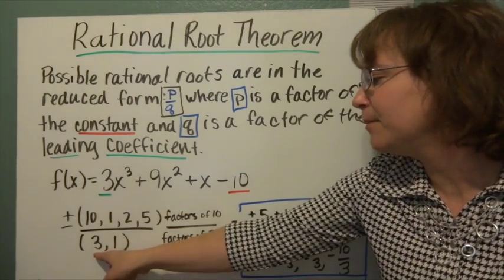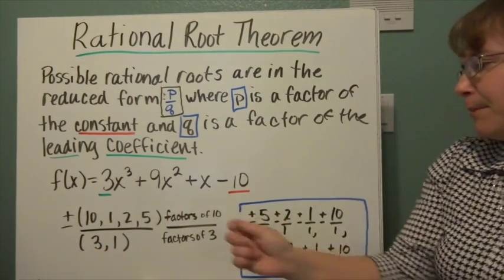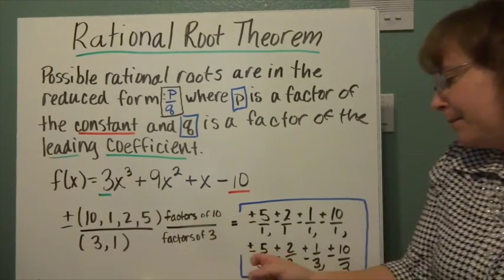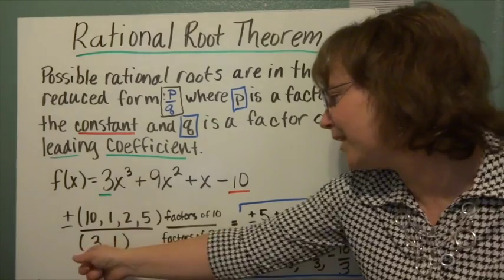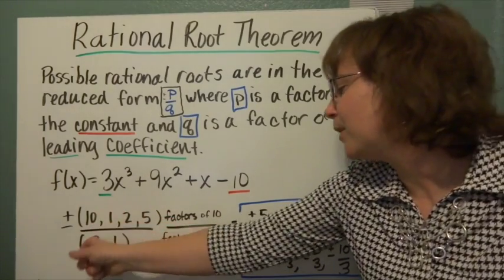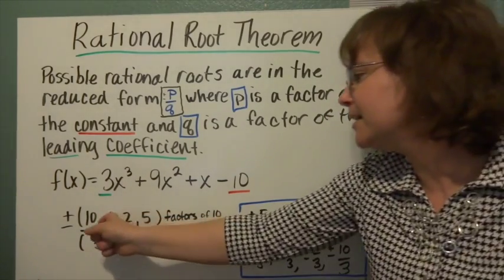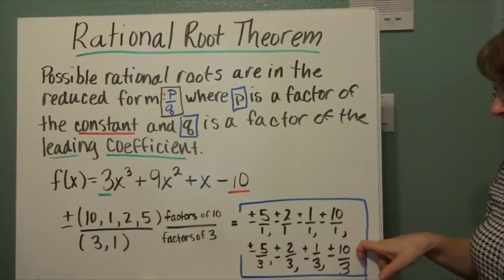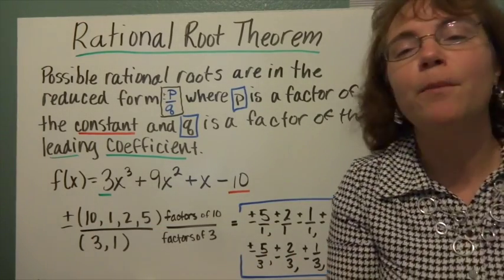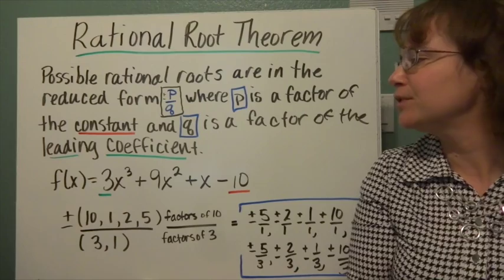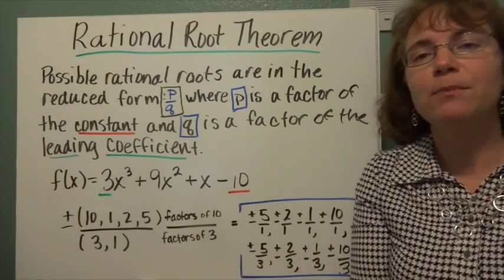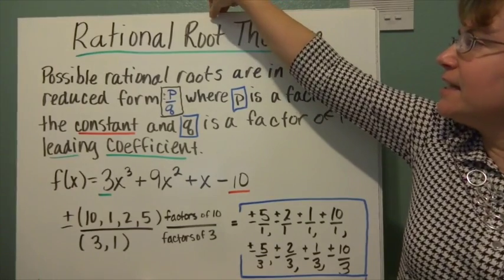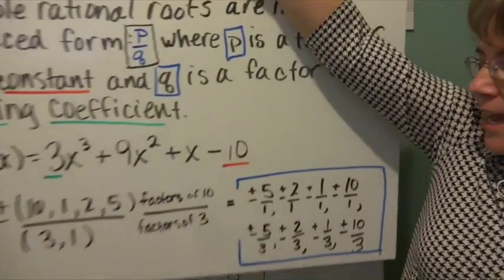And I can do the same thing now with 3. Plus and minus 5 over 3, plus and minus 2 over 3, plus and minus 1 over 3, and plus and minus 10 over 3. And so all of these are possible rational roots. Now there could be some other real roots in there with square roots, but those are the only possible rational roots.